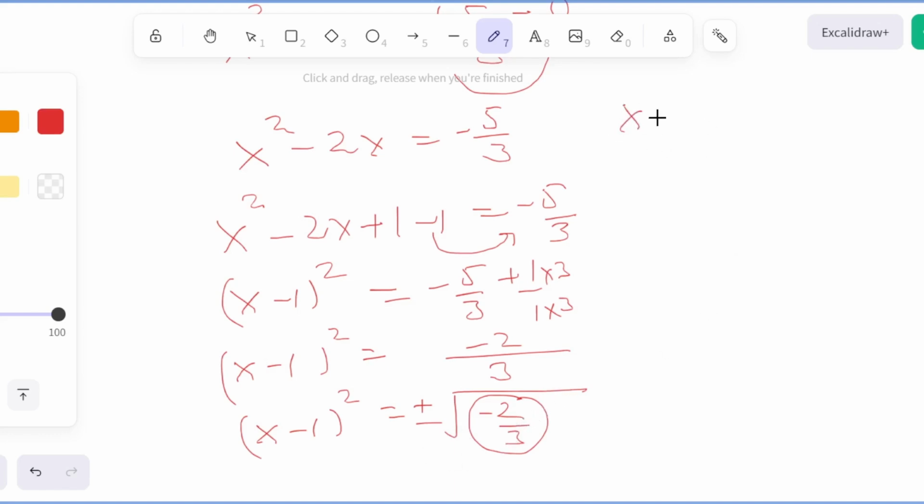So what will you get? The value says x minus 1 square, because you already have taken the square root, I'll erase this 2 from here, and that will be equal to plus minus root 2 upon 3 i. This is imaginary because of this thing. Now you can take minus 1 to the other side, so you'll get x value says 1 plus minus root 2 upon 3 i. This is your answer.